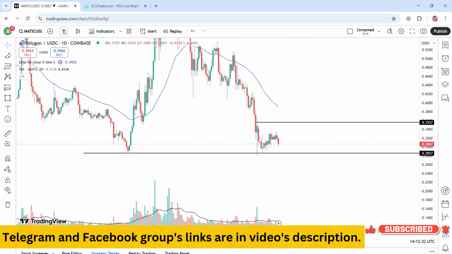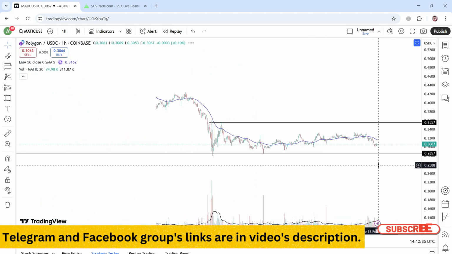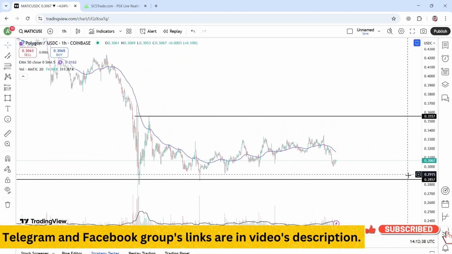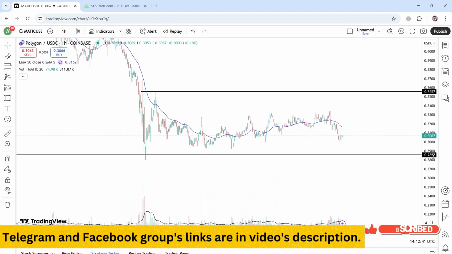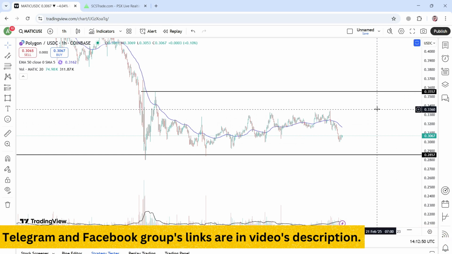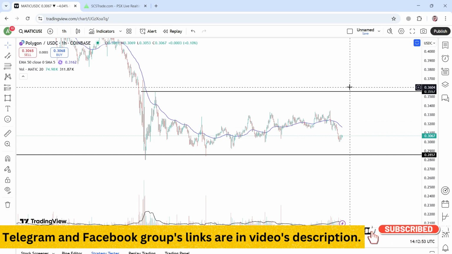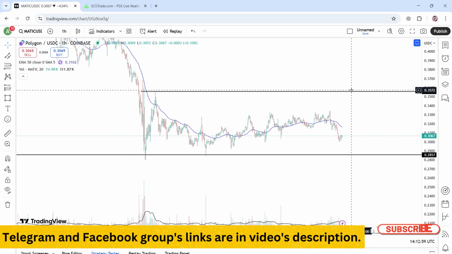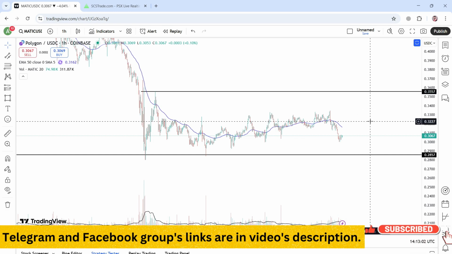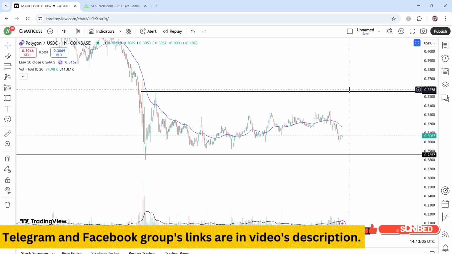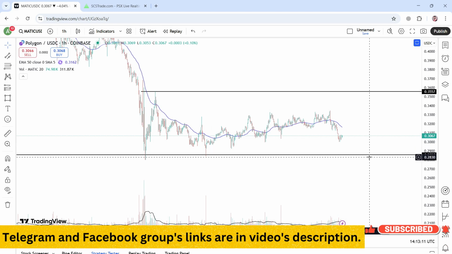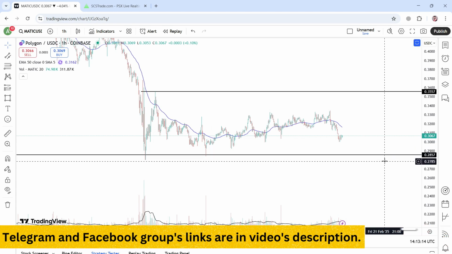So even on 1 hour time frame, currently it is consolidating, where the support is at the same level, that is 0.2857 level, and the resistance is at 0.3557. So if it gives closing above this 0.3557 level, then this will be the best level. You can go for buying into Matic, where you can expect huge profits in upcoming days and upcoming sessions in this coin, and there will be a big pump in its prices when it gives closing above this 0.3557 level.